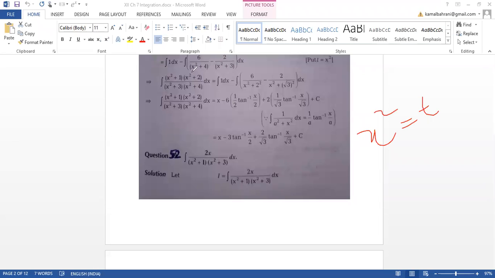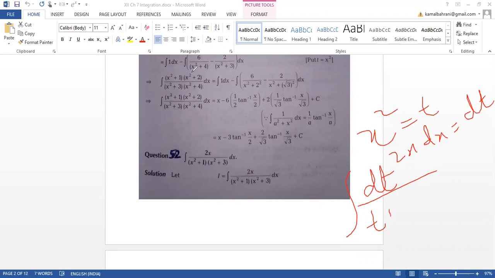When we put x square is equal to t, what we will get? 2x dx is equal to what? dt. Now when we get 2x dx is equal to dt, your numerator will be equal to dt upon, you will get the form t plus 1 and t plus 3. Now you all know how to solve it. t plus 1, t plus 3 dt. Now it will be very easy for you to solve. How you will solve it? Just see.